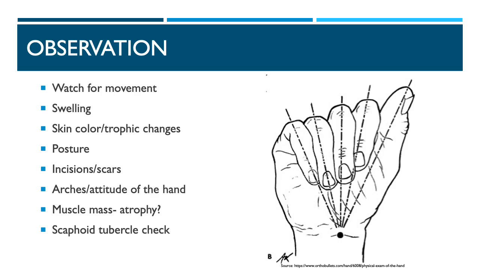How are the arches? Sometimes you'll hear it written as the attitude of the hand, which is the resting position, the arches and the normal muscle curves and muscle mass. So do you see any atrophy? And then the scaphoid tubercle check is the normal cascade of flexion. All the fingers should be pointing down towards the scaphoid. Not even necessarily during a formal "I need to see you flex your hand," just as they're moving, most of us talk with our hands. As they're moving, do their fingers point towards the scaphoid, or are they going all wonky in different directions?